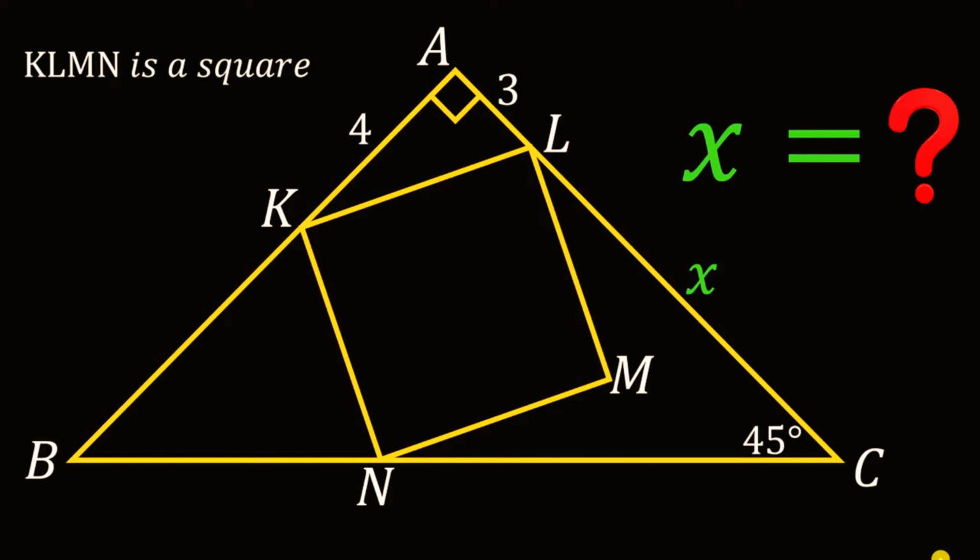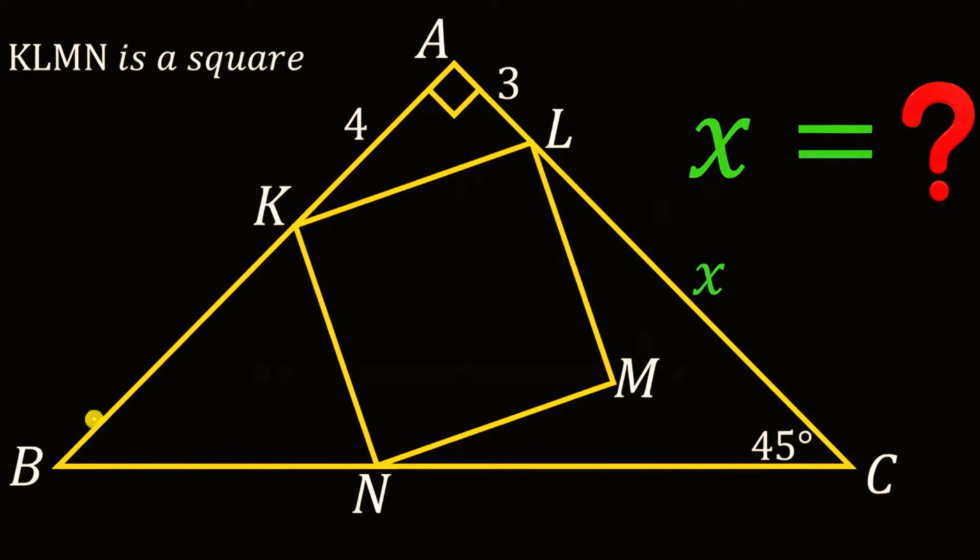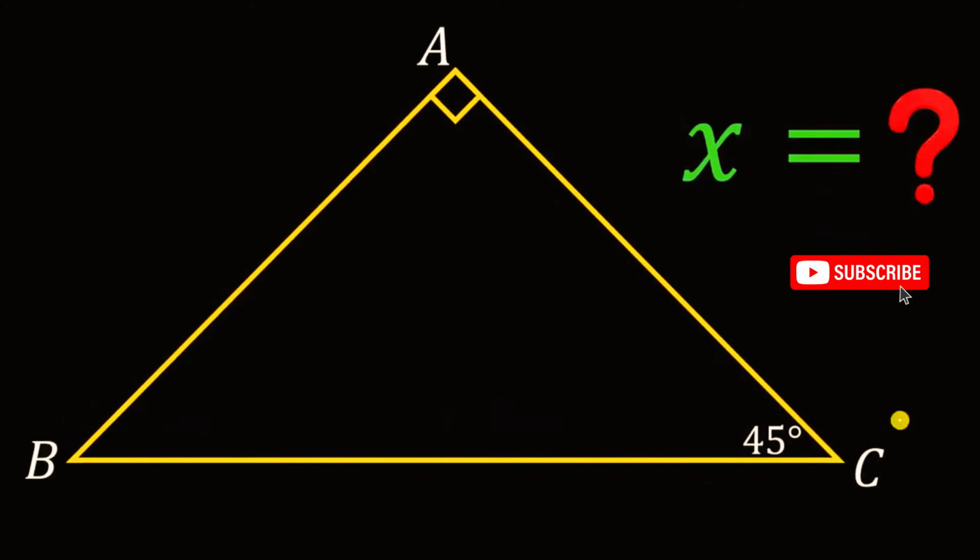Can you solve this geometry challenge? Here's the question. Given this isosceles right triangle ABC, wherein this angle A is 90 degrees, angle C is 45 degrees, of course, this angle B is also 45 degrees.